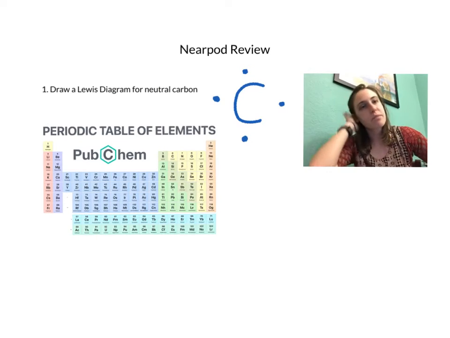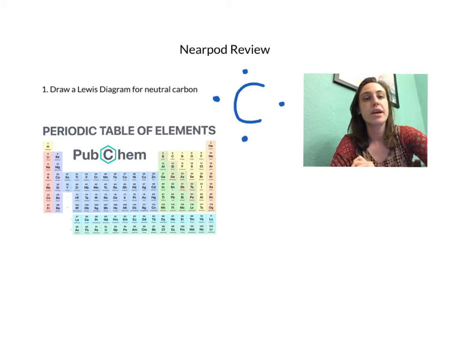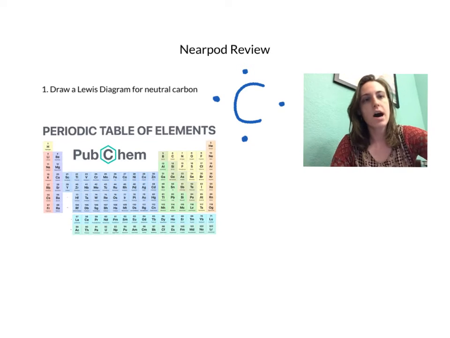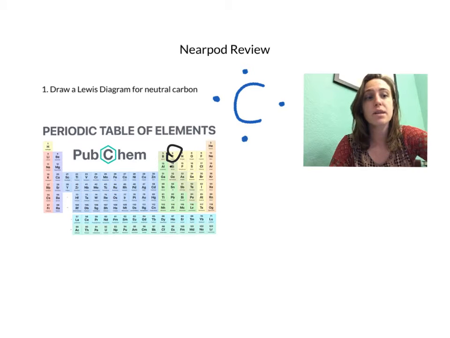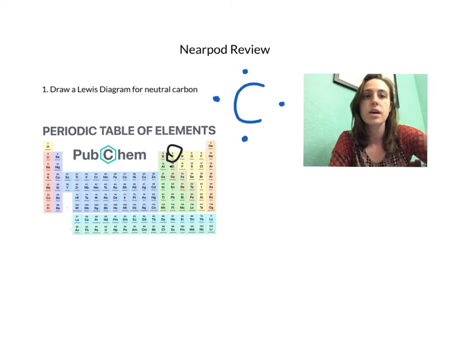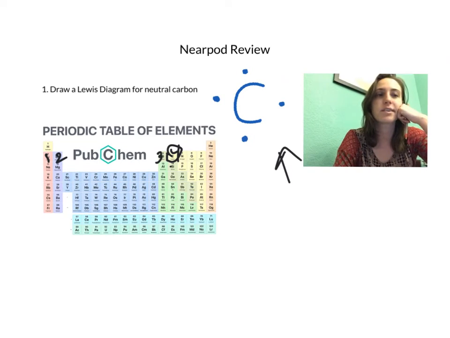The first question on the Nearpod was to draw a Lewis diagram for a neutral carbon atom. So we had to have a periodic table, or if you already know this stuff, that is great. If you are looking at your periodic table, carbon is going to be right here and has an atomic number of 6, but we know that not all of those are going to be valence electrons. The number of valence electrons for carbon is 1, 2, 3, 4. So this would be an acceptable answer. I took this from the Nearpod. Somebody's drawing here. So good job, person. This is correct. Most of you guys got these first couple correct.